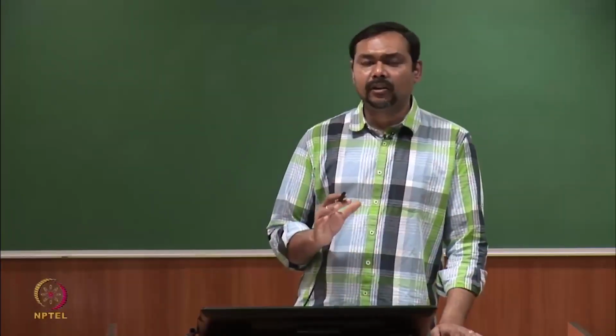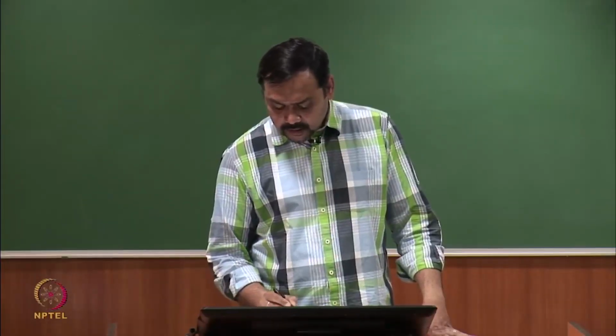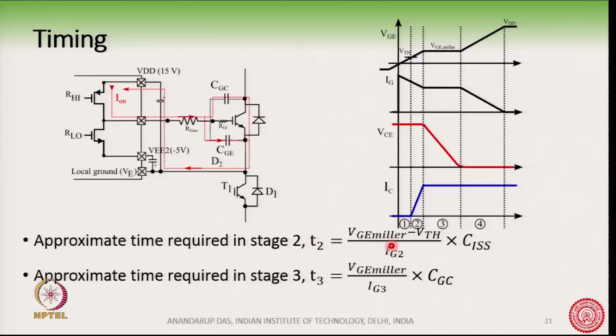Again, approximate time, how much is required in stage 2, again these are very crude approximations. As I told you, these values of capacitance and all, they are varying with voltage. So, a very rough approximation is the time required in stage 2: Ig2 into T2 is the total charge, and this total charge is equal to C times V, so VG Miller minus V threshold into CISS.